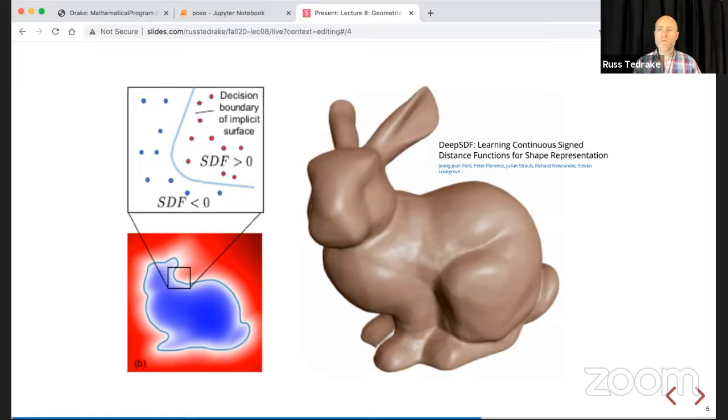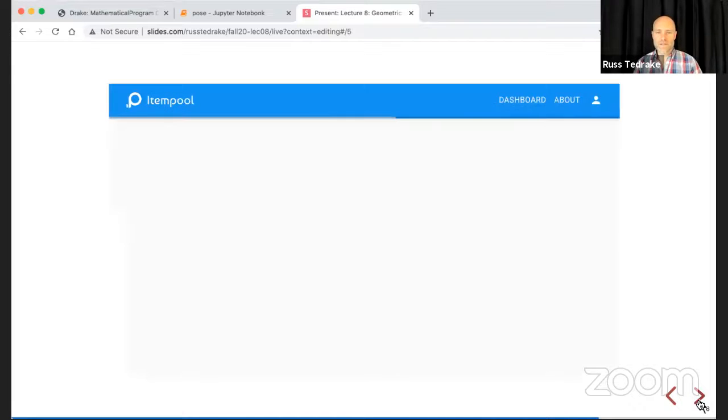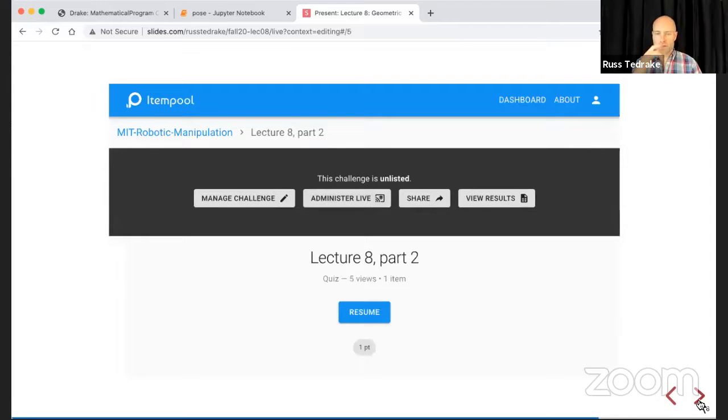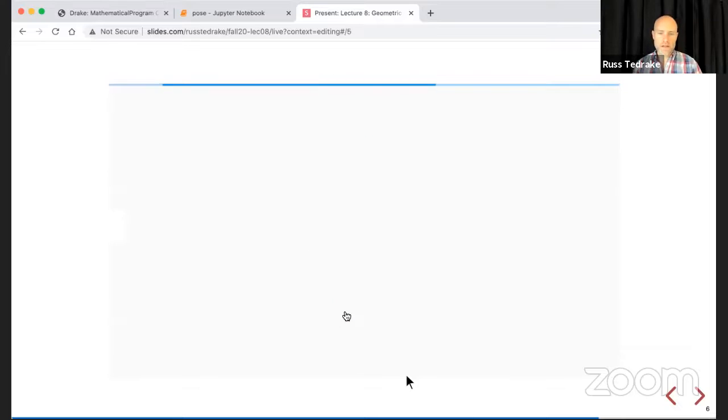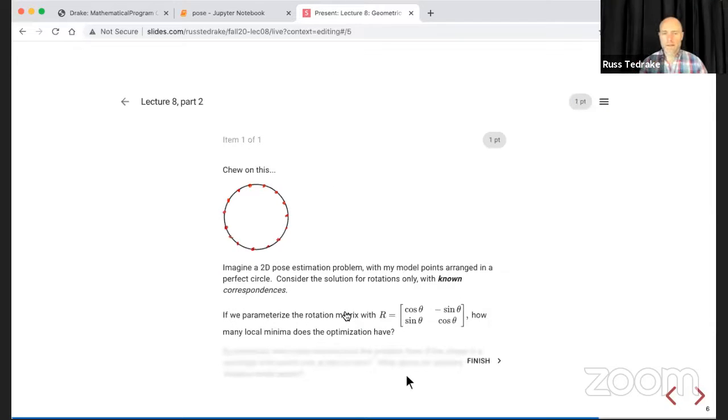Okay, so let me give you one more sort of chew on this kind of slightly harder problem while I plug in. I'm going to actually switch cameras so that I can plug in my laptop at the same time here. But see if you're following. I think you hit start, I hit resume. There's one more question to check yourself.